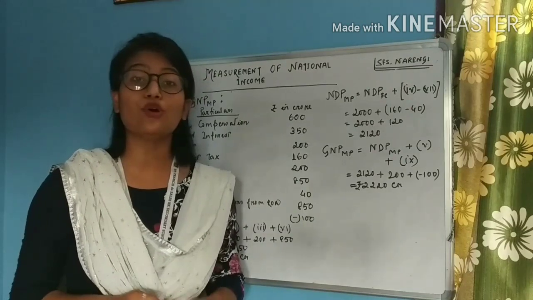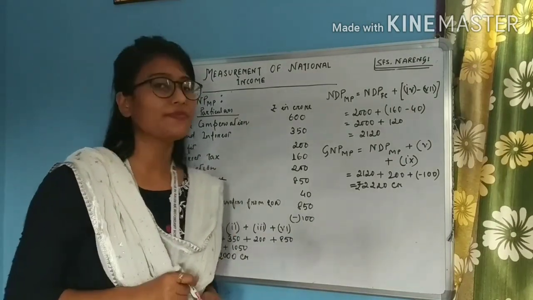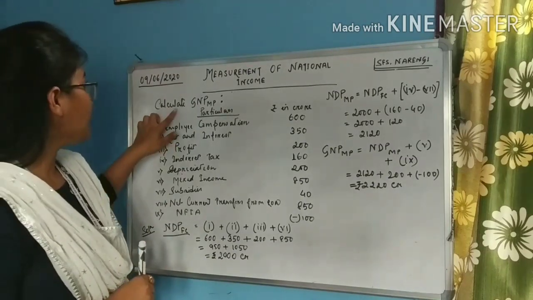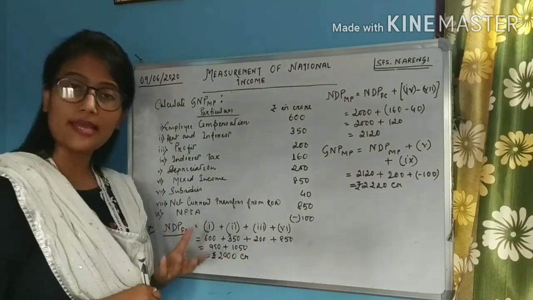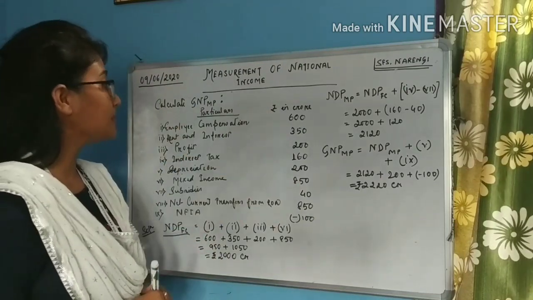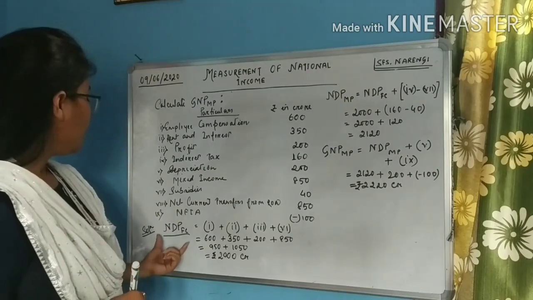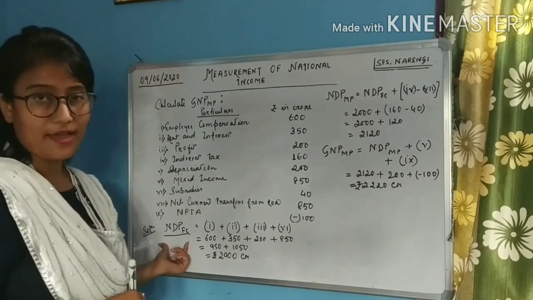Students, let us now solve one more sum to help clarify things in a better way. This time we have to calculate the GNPMP, that is the gross national product at market price. These are the various particulars and these are their respective values. The first thing, students, we will calculate is the NDPFC.